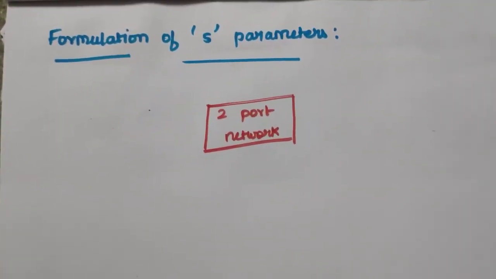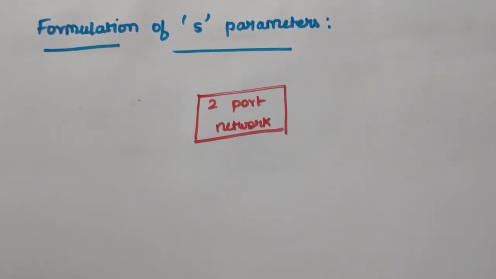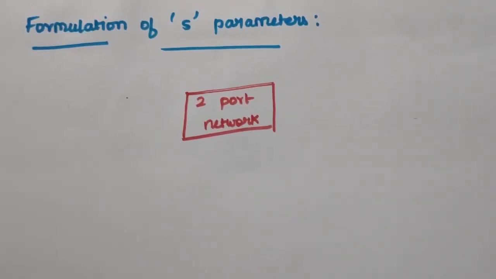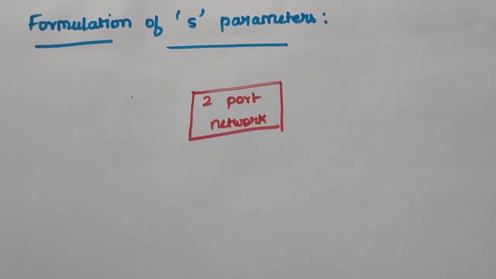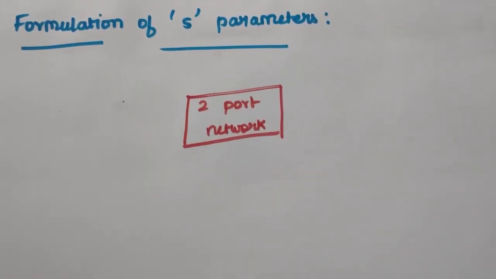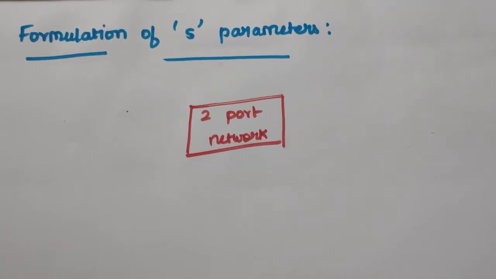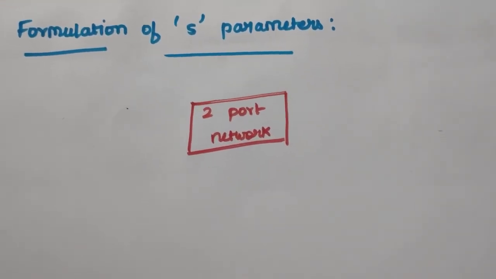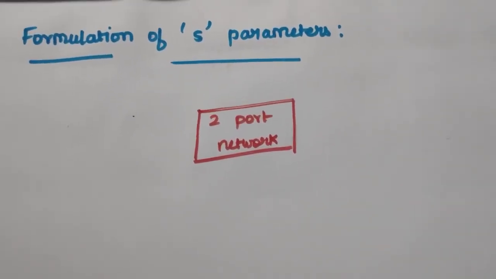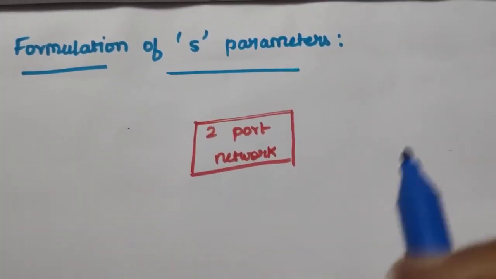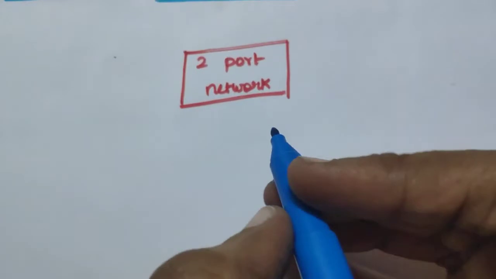So the topic we are going to see now is formulation of S parameters. We already saw in the PowerPoint presentation why S parameters are used for high frequency networks. The Z, Y, A, B, C, D and H parameters cannot be used when we analyze RF networks, and therefore something called S parameters comes into play.